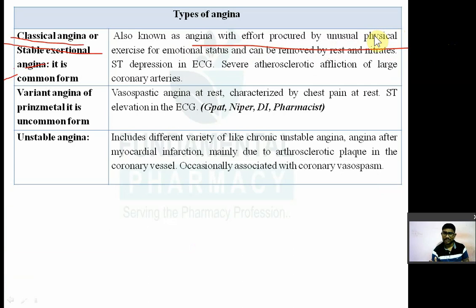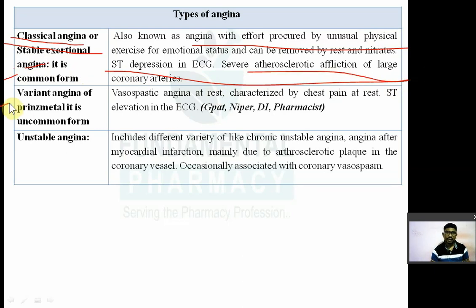So it is also known as angina with effort produced by unusual physical exercise or intense emotional stress. Can be relieved by simply rest or using organic nitrates. There is a depression of ST wave. If you carry out the ECG of that patient, so ST wave जो होता है लास्ट का, तो वो कम होता है. Depression of ST wave in the ECG and severe atherosclerotic affiliation of large coronary arteries. मतलब यहाँ पे arteriosclerosis भी cause हो सकता है उसका.